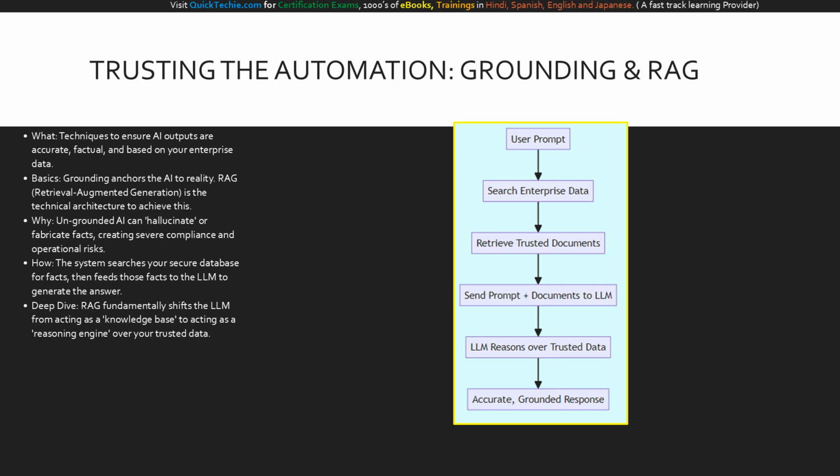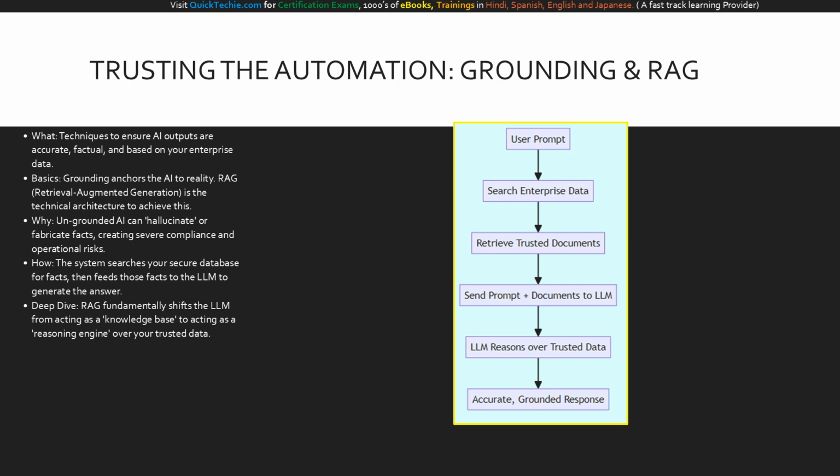This brings us to grounding and retrieval augmented generation, or RAG. What is this? It is the mechanism that connects generative AI to your specific, authoritative enterprise data. Why is this non-negotiable? Because left to their own devices, LLMs can confidently invent facts, a phenomenon known as hallucination or fabrication. In a business setting, an AI inventing a company policy or a financial figure is a massive compliance risk. How does RAG fix this?